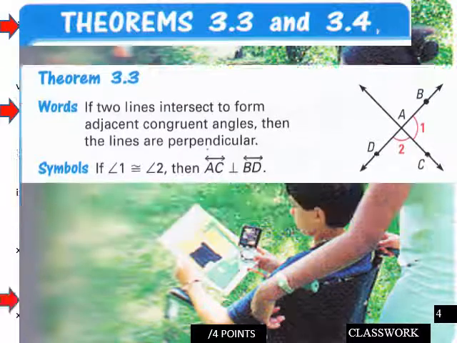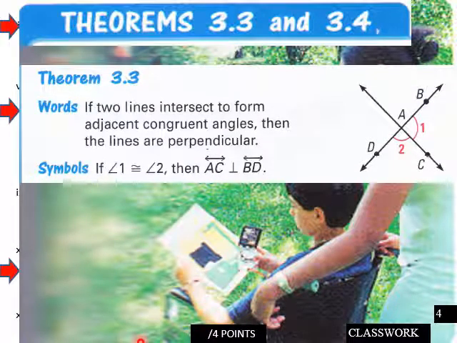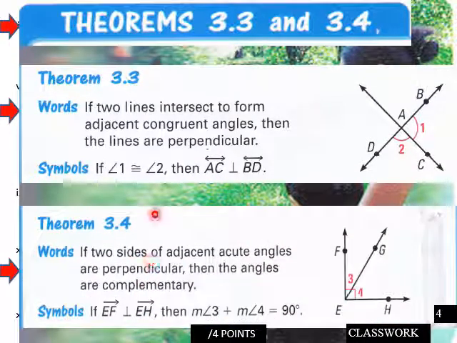Okay, theorems 3.3 and 3.4. Theorem 3.3: if two lines intersect to form adjacent congruent angles, then the lines are perpendicular. So angles 1 and 2 are congruent, and if two angles are congruent and form a linear pair like that, then AC is perpendicular to BD.